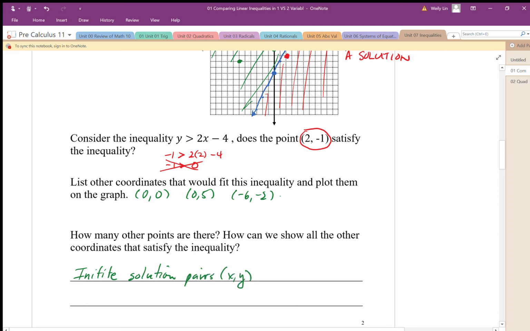So how can we show all the other coordinates that satisfy this inequality? We show the solution as an area. And I'm going to be clear, it's a two-dimensional area. So with two variables, we need a 2D solution, or in other words, an area solution.